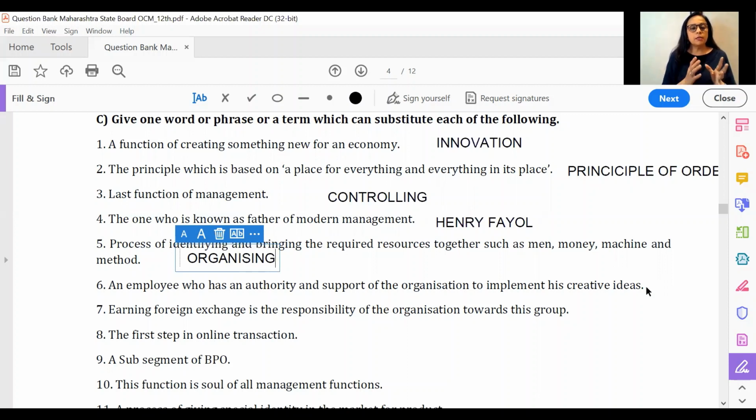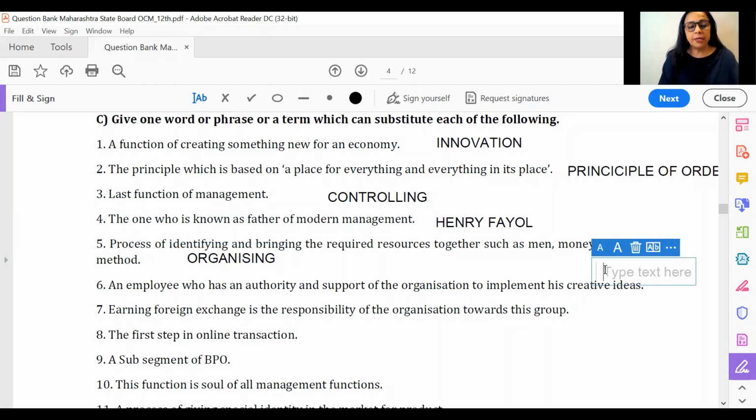When we say the sixth objective, this is something different which we've not really had earlier. Please note, an employee who has an authority and support. On page number 47 of your textbook, under the chapter of entrepreneurship development, you have this objective. When an employee is given authority and full support from the organization to implement creative ideas, there's a specific term in management, and they are known as intrapreneurs. A new word, I'm sure by now you know it already.